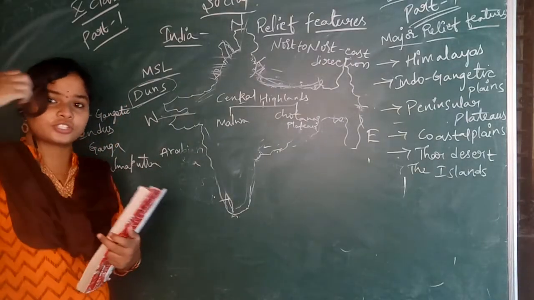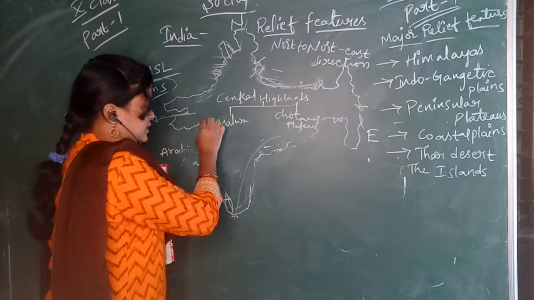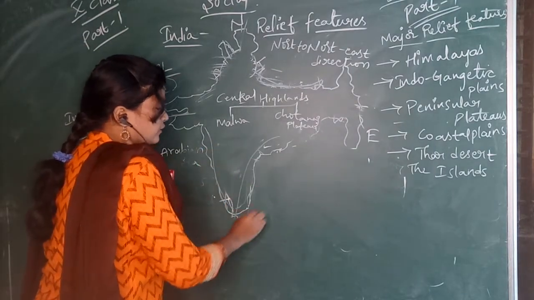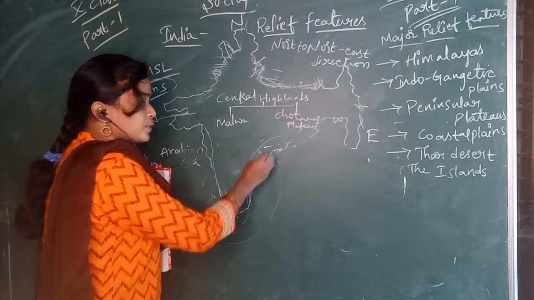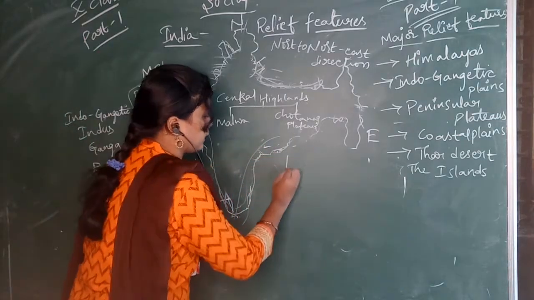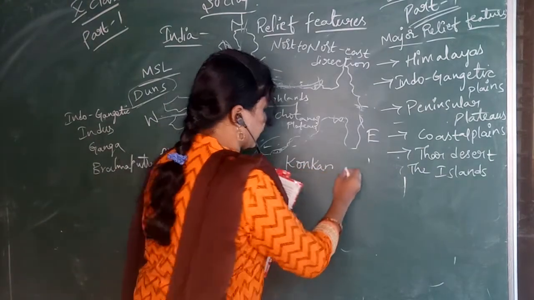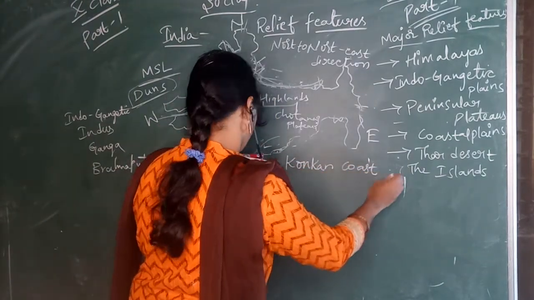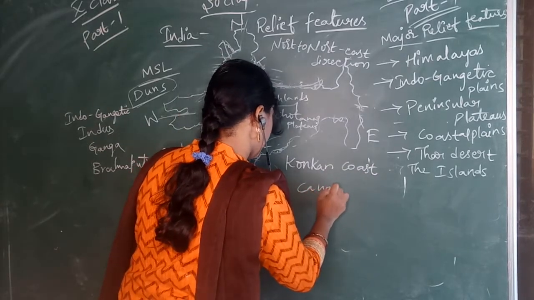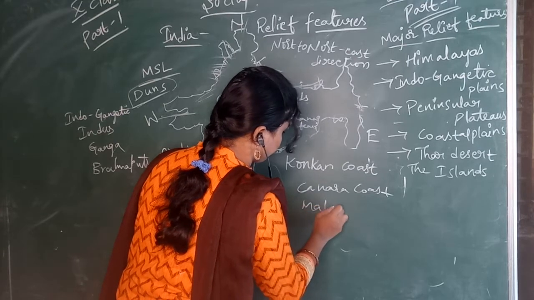There are how many coastal plains? There are 6 coastal plains. They are where the Eastern Ghats and Western Ghats are located, next to the water bodies. So here only the coastal plains are located. What are the coastal plains? Konkan coast, Canara coast, Malabar coast.